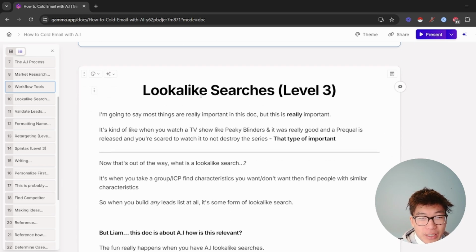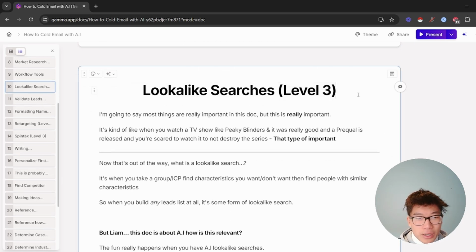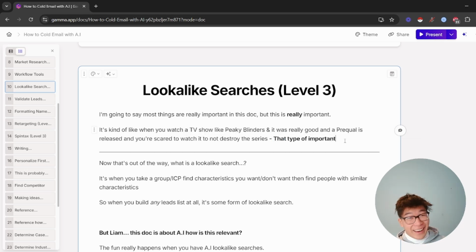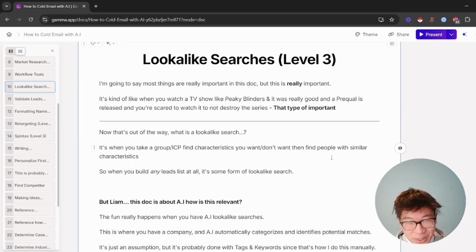So, lookalike searches. This is very, very simple. It's not difficult. Most things in this stack are really important, but this is really important. It's like when you watch a TV show like Peaky Blinders, if anybody's seen that, shout out. It was really good, and a prequel is released, and you're scared to watch it in case it destroys the series. It's that type of important. You have to understand how to run lookalike searches. So now that that's out of the way, what is a lookalike search?